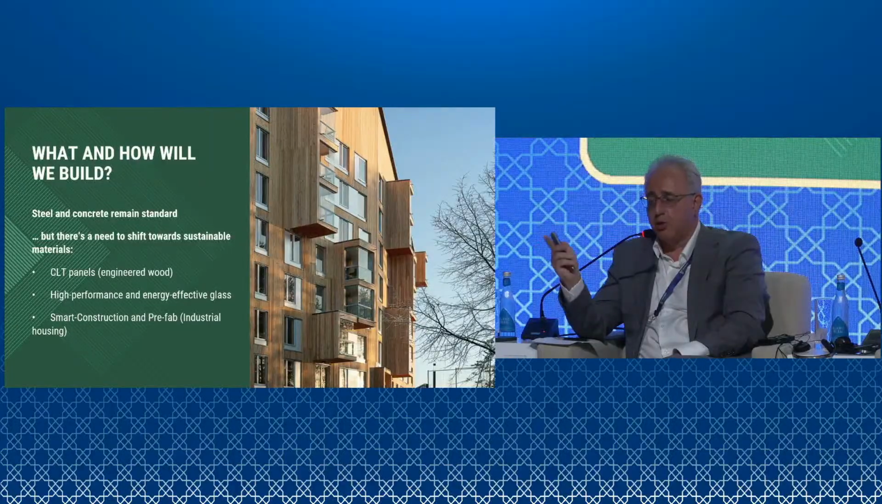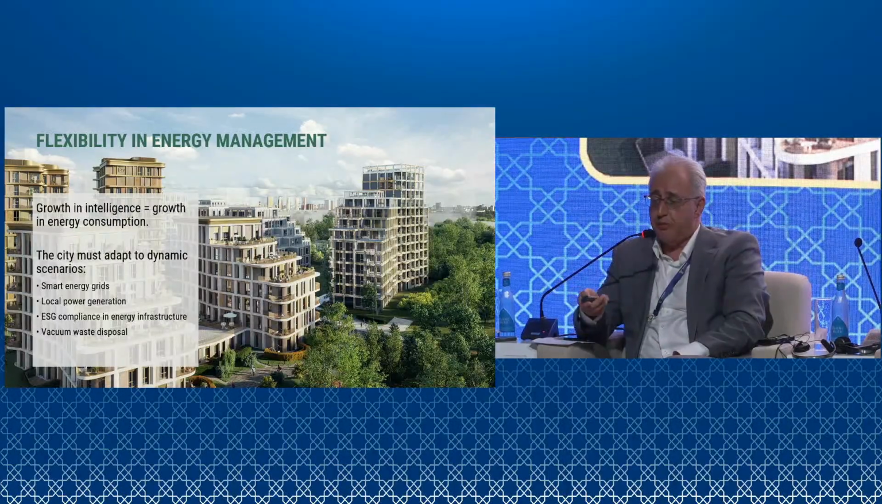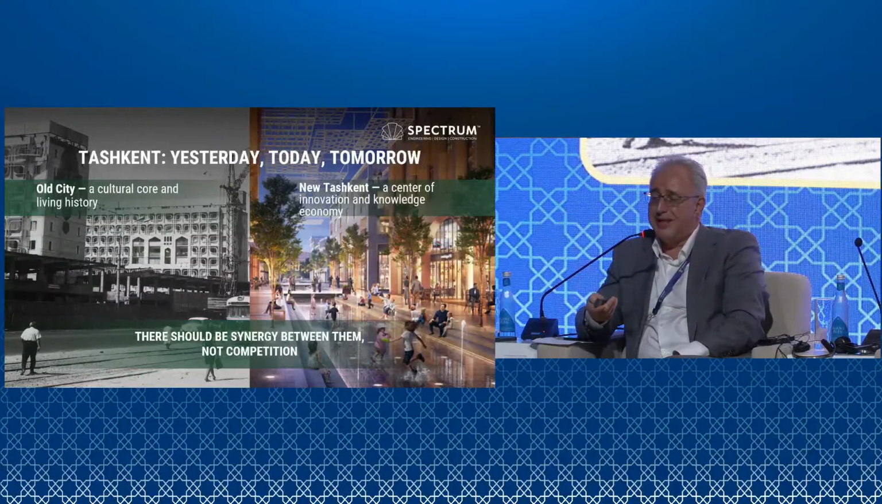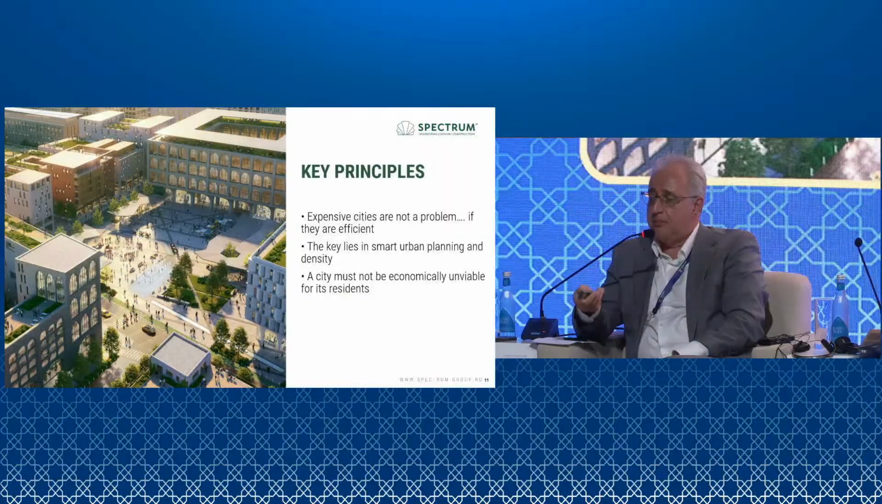And as for how we'll build it, there's a need to shift towards sustainable materials like engineered wood, like CLT panels, and high performance and energy effective glass, and smart construction and prefab, and also flexibility in energy management. There should be synergy between the old and the new, and not competition. So the key principle is that expensive cities are not a problem if they are efficient.